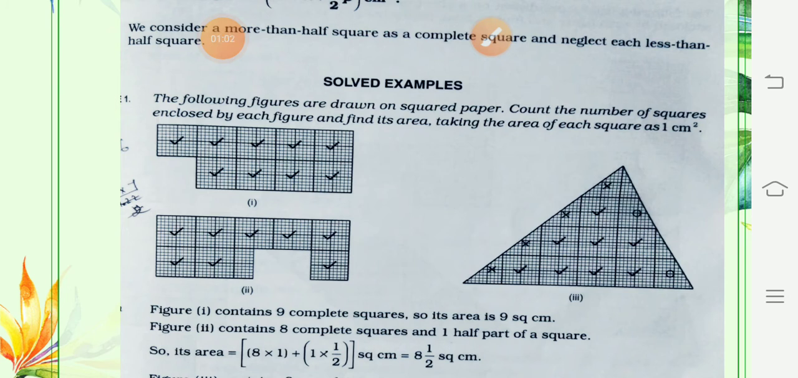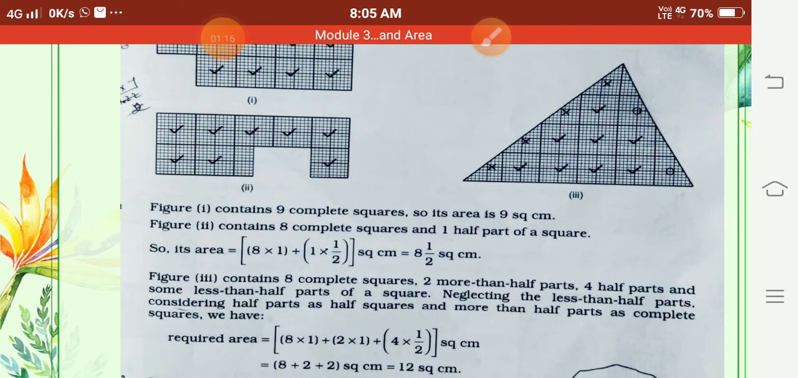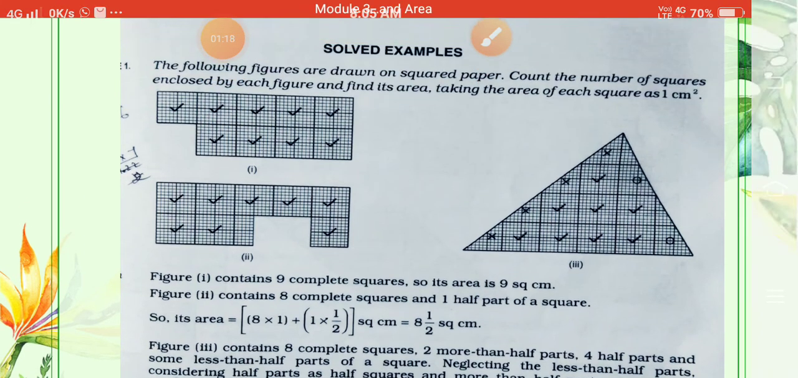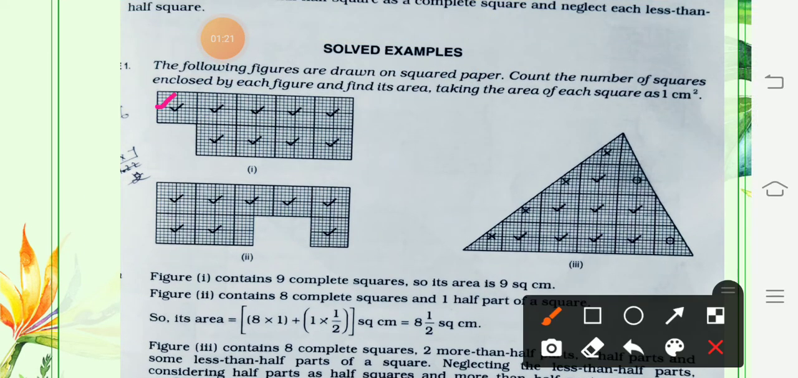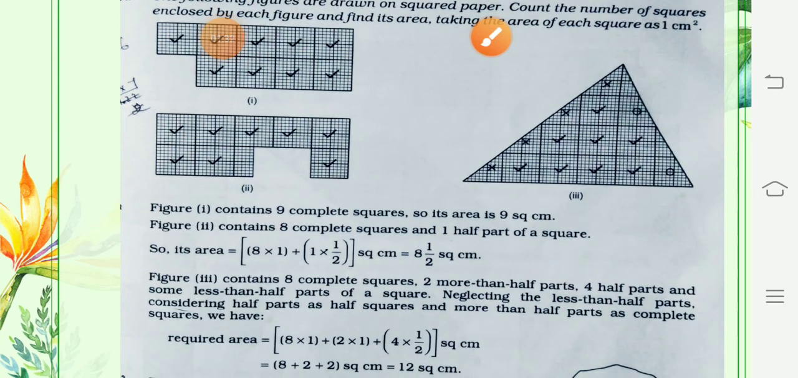So watch here, the following figures are drawn on squared paper. Count the number of squares enclosed by each figure and find the area, taking the area of each square as 1 centimeter square. So we are observing in first figure, figure 1 contains 9 complete squares: 1, 2, 3, 4, 5, 6, 7, 8, 9. There is no half, there is no more than half. So its area is 9 square centimeter.